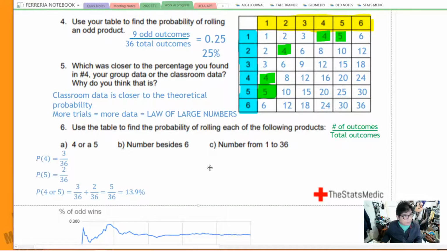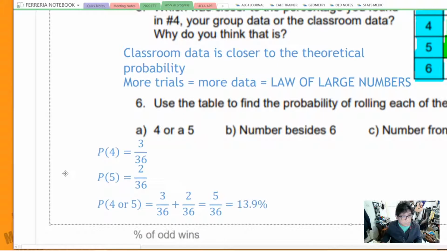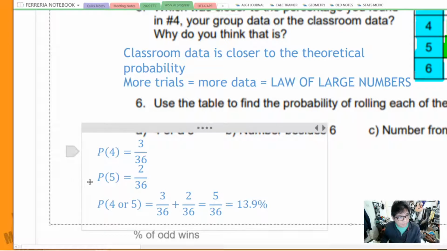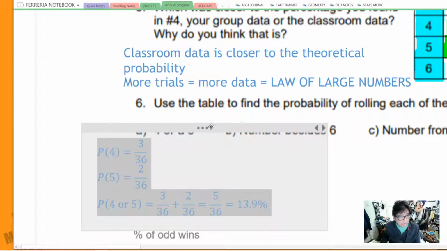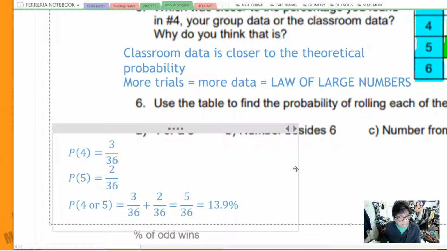And I think I want to write it more like this. So if we do a probability of a 4 or a 5, all we need to do is find the probability of a 4, then find the probability of getting a 5, and then add those together. So that gives me 13.9%. Now be a little bit careful when using this rule. We'll definitely talk about that a little bit more.